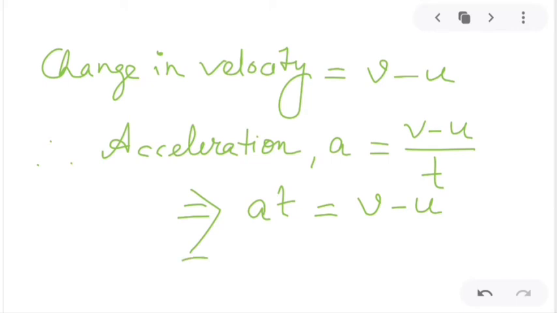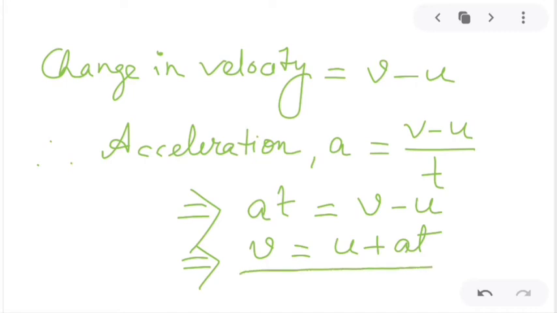So we get the equation here. U comes here, so u plus at equal to v. U comes to the left side, minus u becomes plus u, equal to v. That means we can write v equal to u plus at. So this is our first equation. From the definition of acceleration, we derive the first equation of motion.